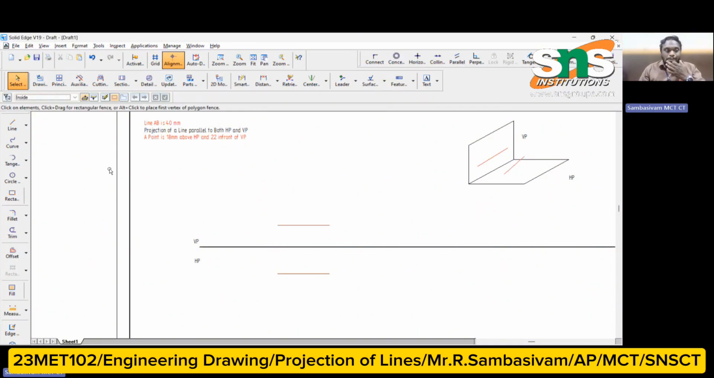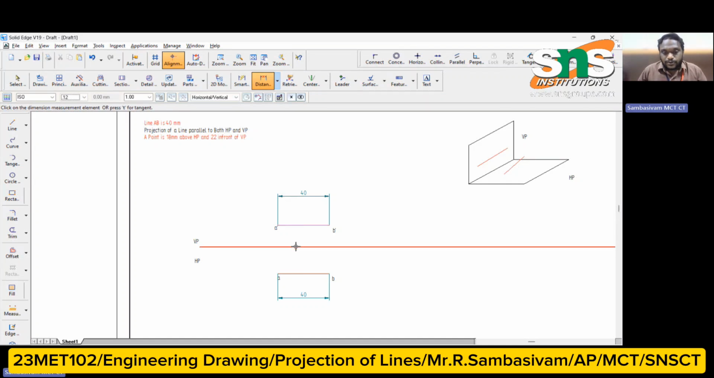Next is naming. As earlier, this will be your a dash and this will be your b dash. When I look from this point, this will be your a and this will be your b. Now I am moving towards a clear view of the dimensions. Using the software, it will represent the size of the line, and when you look from below, it also represents the lines. Next is the distance between. I have to check the distance between this line and this line. As I said earlier, it is 18 mm above HP. Similarly, from this line to this line, it represents 22 mm in front of VP. This is how the projection of lines will be carried out at a particular point.